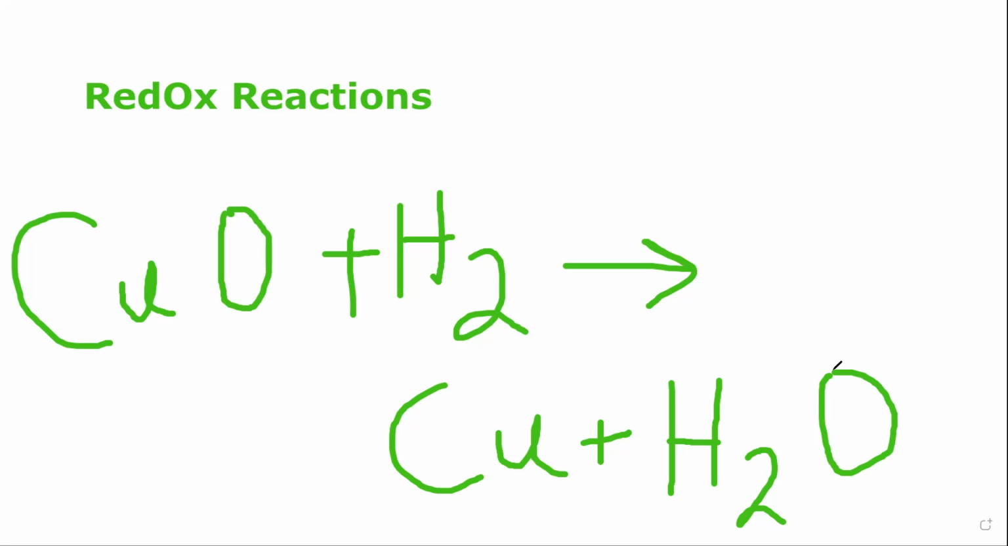In this reaction, the copper oxide is reduced because it loses oxygen to form copper, and the hydrogen gas is oxidized to form steam as it gains oxygen. So we call such reactions redox reactions.